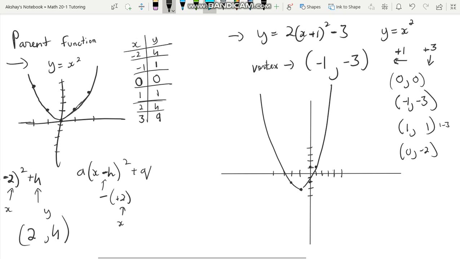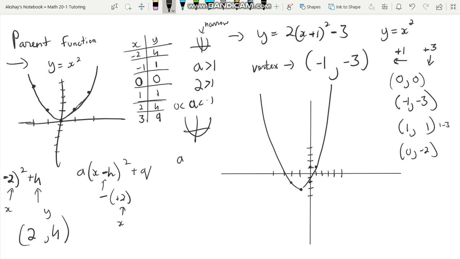So that's something like what our graph would look like. We can also see that our graph is a lot narrower than our parent function, and that's because our a in this case is greater than 1, because our a is 2. As I said, when your a is greater than 1, it's going to be narrow. When a is between 0 and 1, our graph is going to be wider, such as when our a is equal to a half.